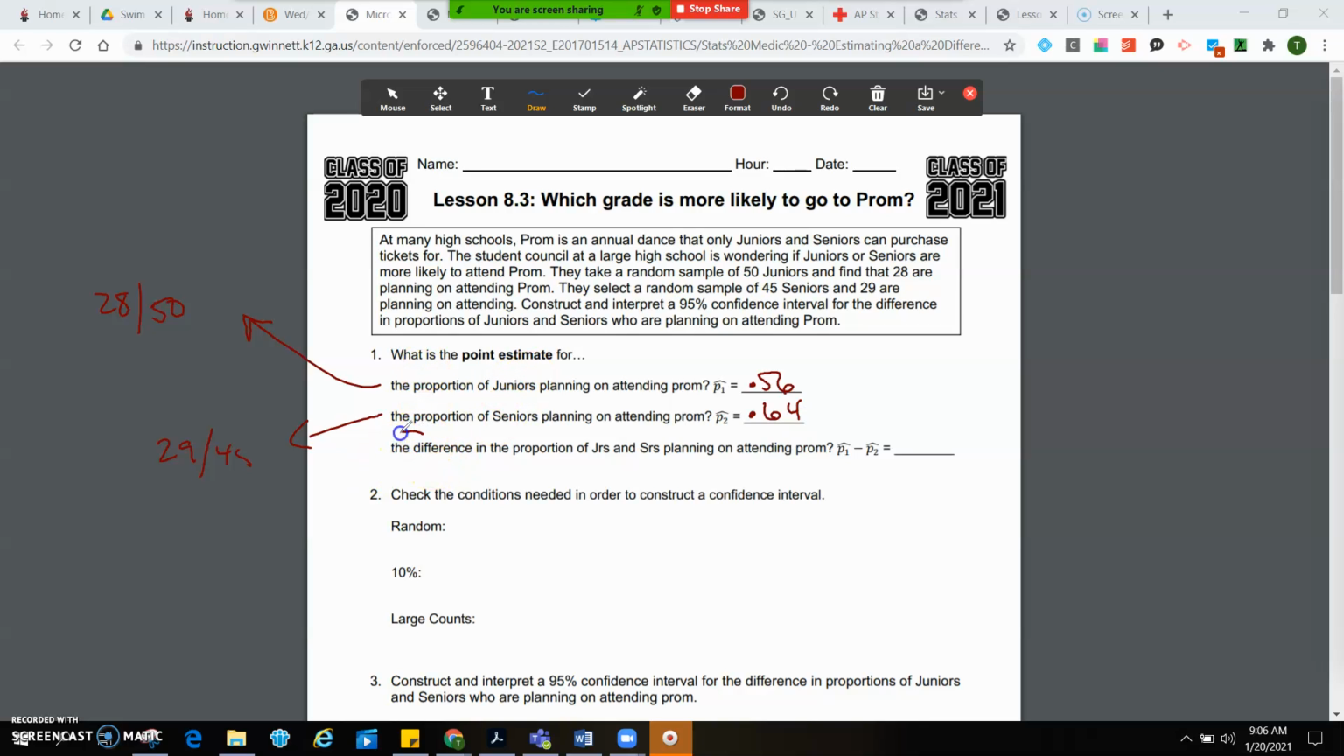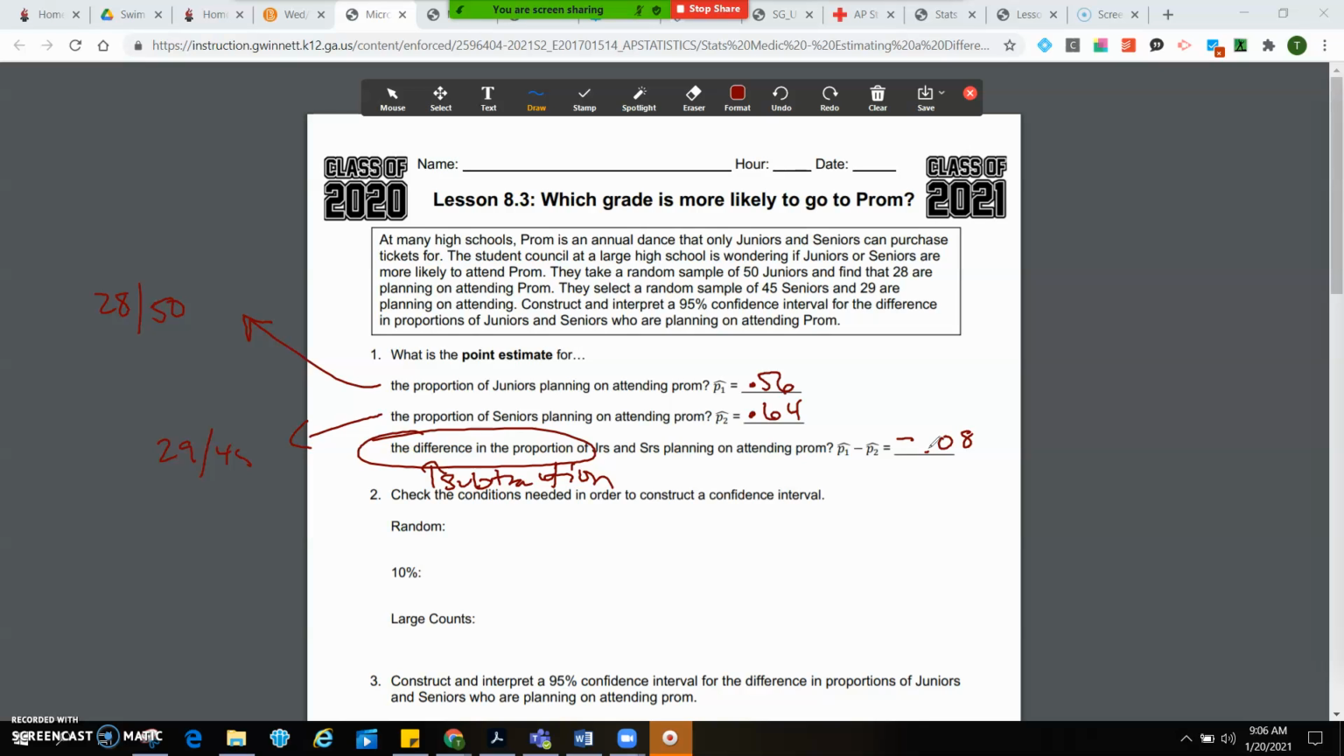Now, we're going to actually calculate the difference in the proportion. Remember, difference means subtraction. So we're going to subtract. You're going to go from juniors minus seniors, and it's really important that you do that in that order. Otherwise, it will change your answer. So if you subtract those two, you're going to get negative 0.08.